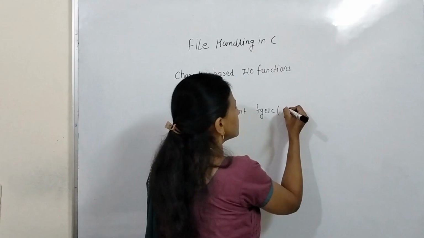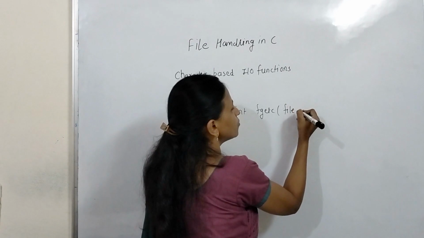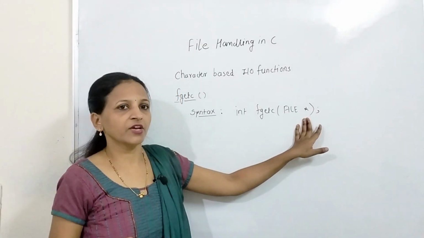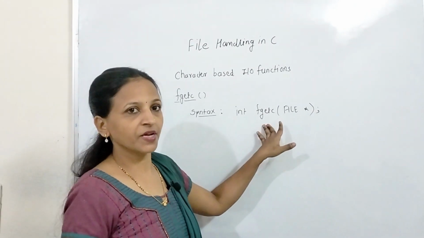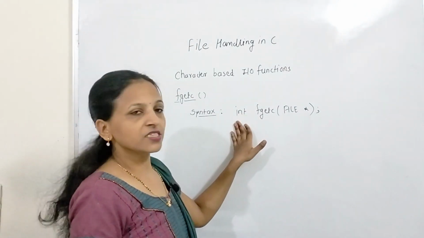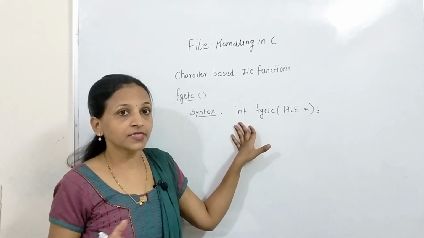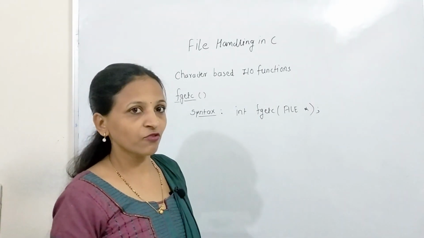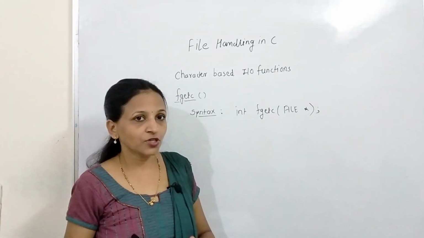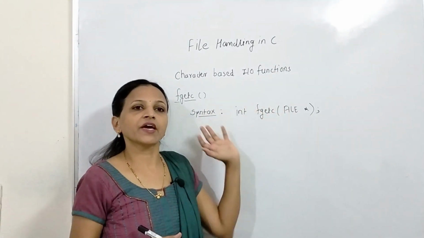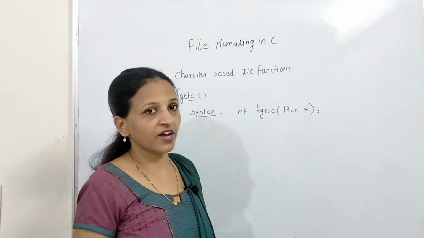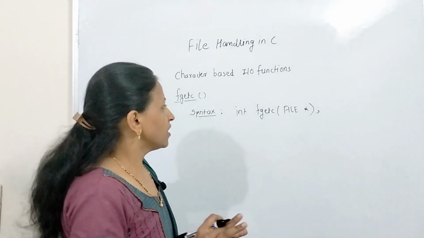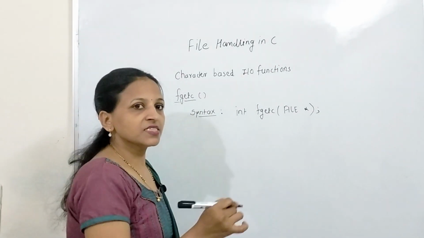Here just the file pointer we have to pass. FILE star means file pointer, we pass it as an argument to the fgetc function, and it will return an integer value. Why is it returning an integer value? Because the fgetc function reads a character from a file. Actually it returns the same character which is read from the file, but as its ASCII value.